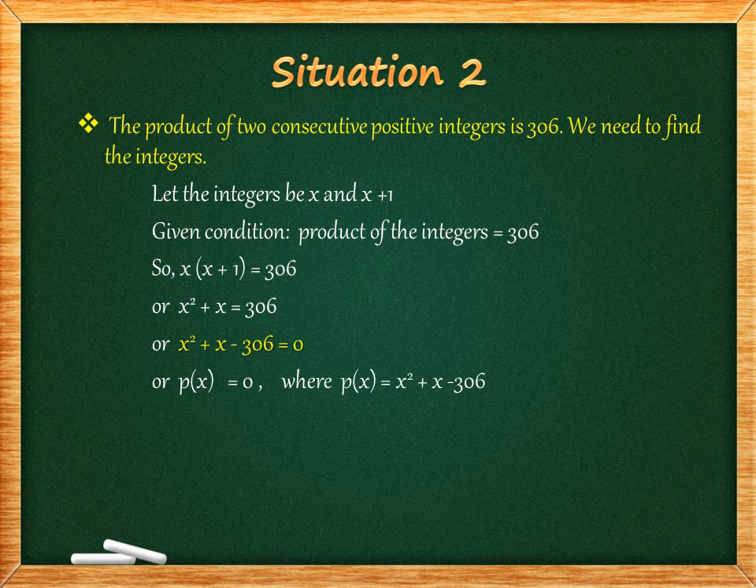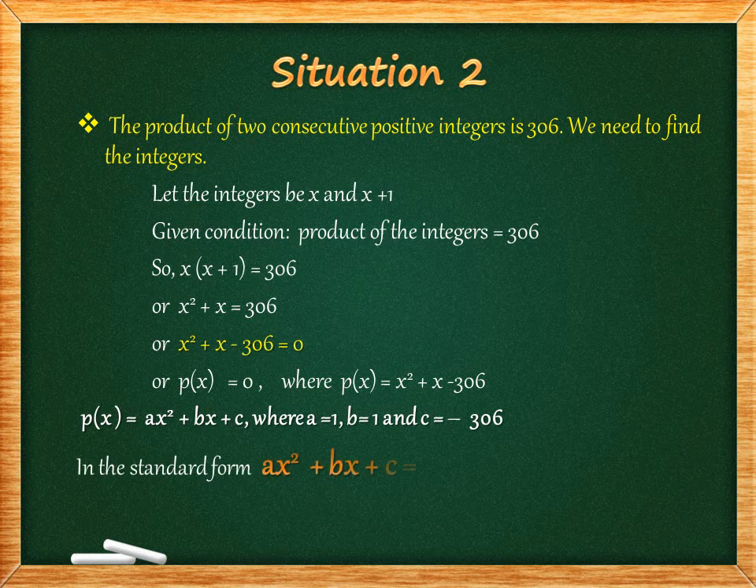Now, if we write this polynomial in its standard form, ax square plus bx plus c, where a is equals to 1, b is equals to 1 and c is equals to minus 306, the above equation takes the form ax square plus bx plus c is equals to 0, which is the standard form of a quadratic equation. Here a is equals to 1, b is equals to 1 and c is equals to minus 306.